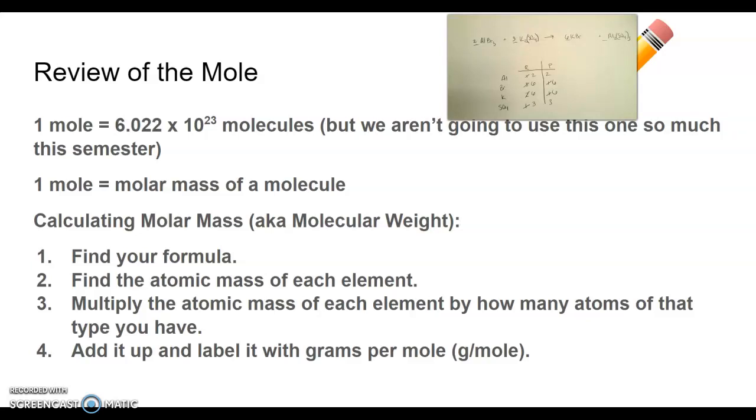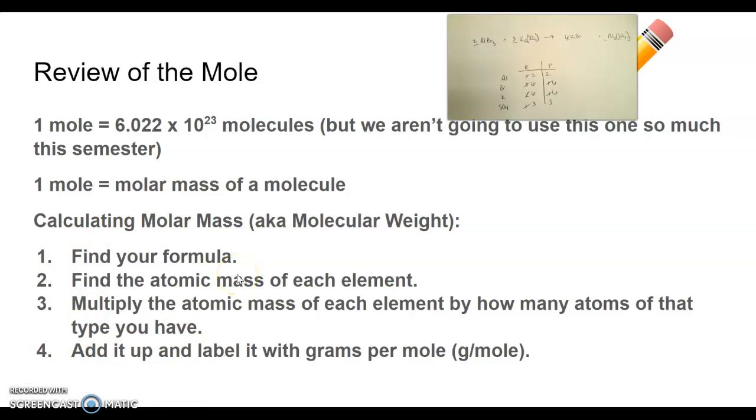So this is something you've done before, so hopefully you'll remember it. But remember, to find molar mass, you find your formula, you find the atomic mass of each element, you multiply the mass by how many of that type you have, and then you add all of those up. And then that'll give you your molar mass. And we can then use that to say that 1 mole is equal to the molar mass of that molecule in grams. So if it's helpful to remind yourself of those steps for calculating molar mass, please do. And then we're going to move on.